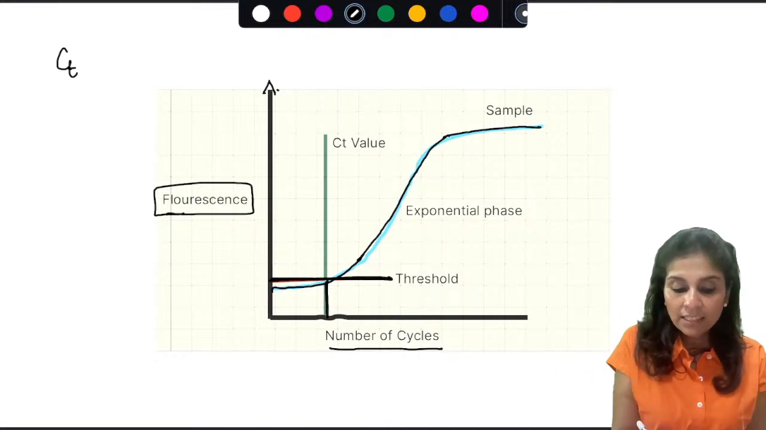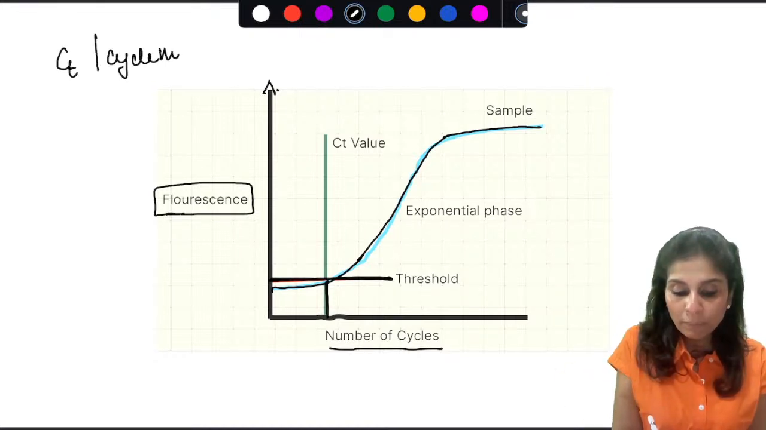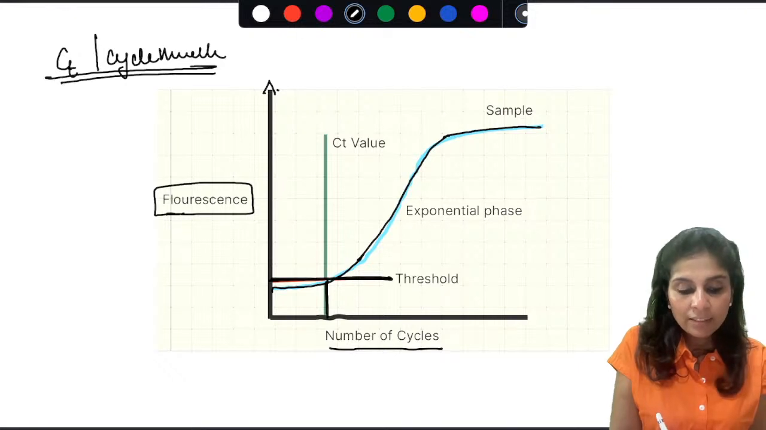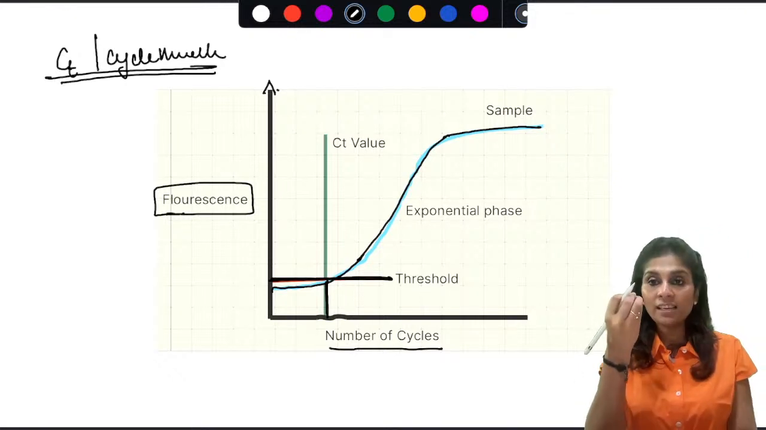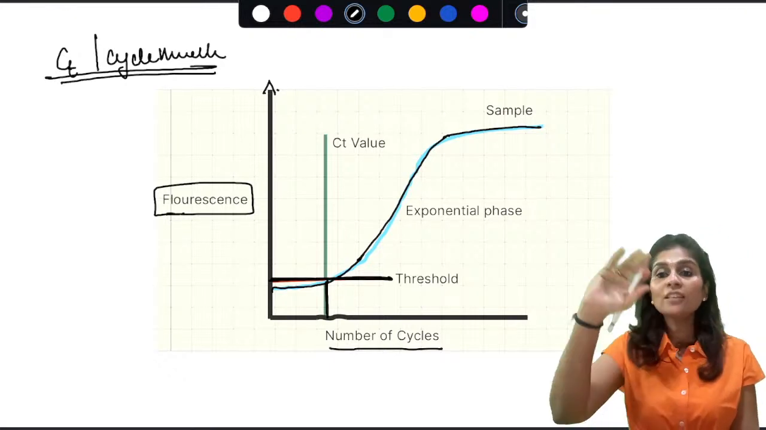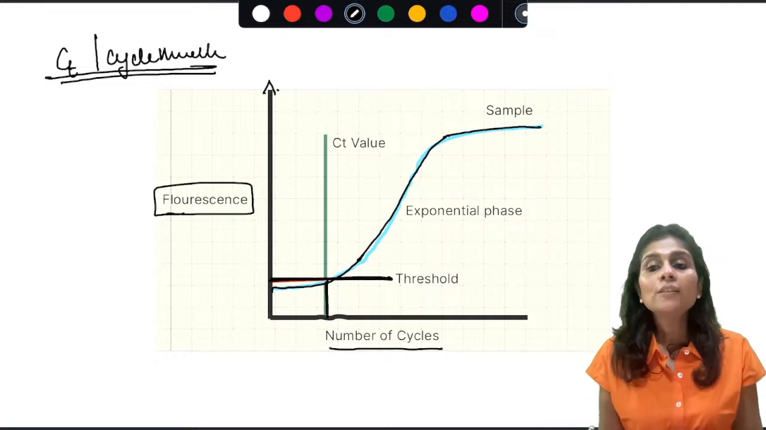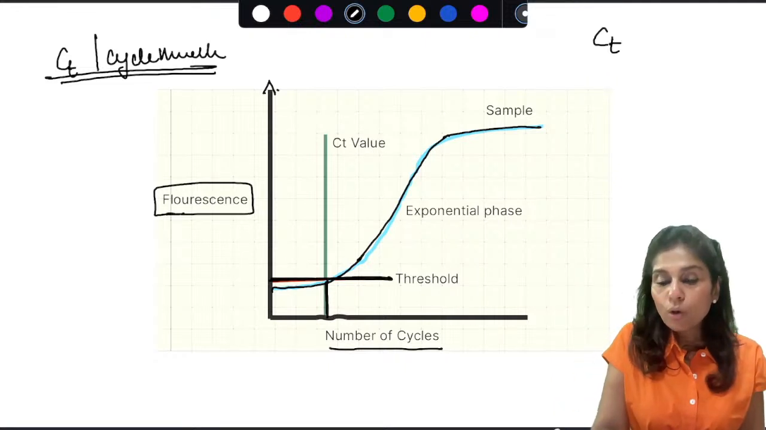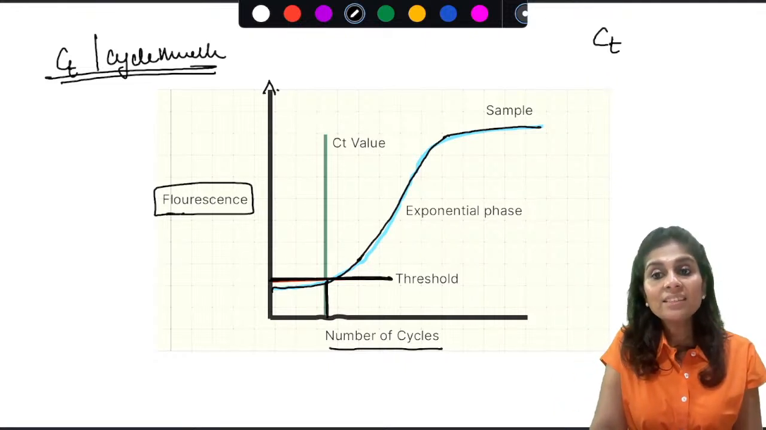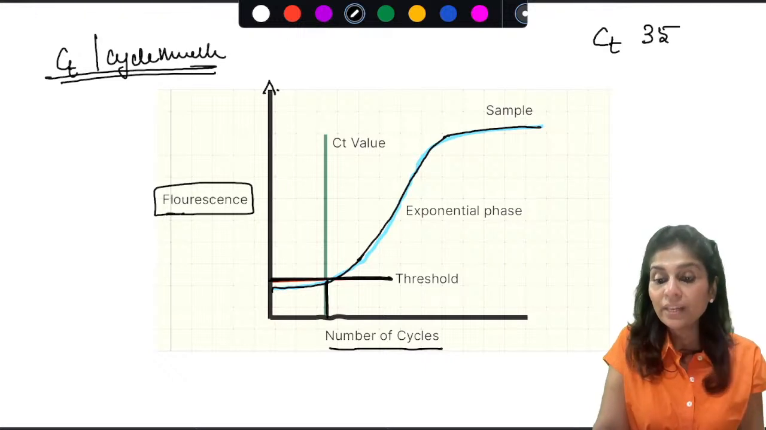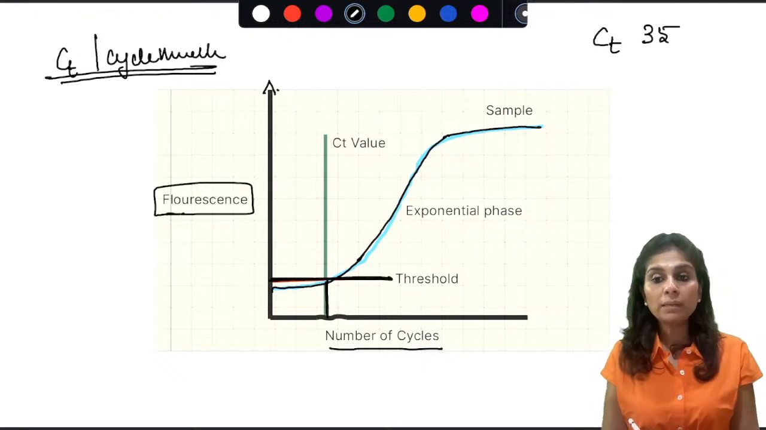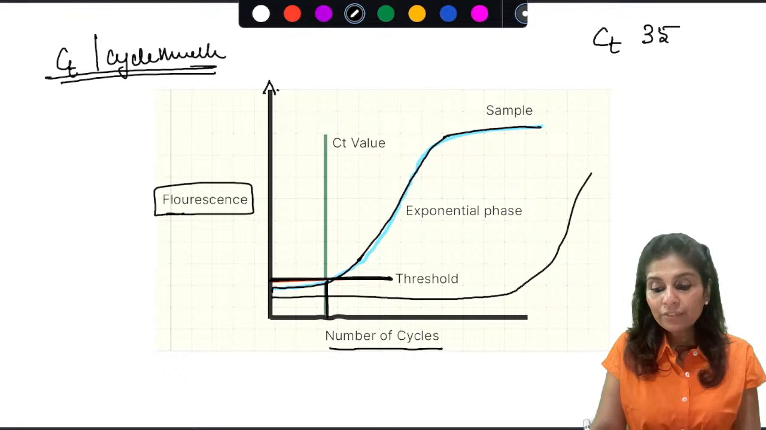Yeah, let me repeat this. What is CT? CT or cycle threshold. It's the minimum number of cycles that is necessary to cross the threshold intensity. Suppose I say CT of a sample is 35. What does it mean? It means it took 35 cycles.